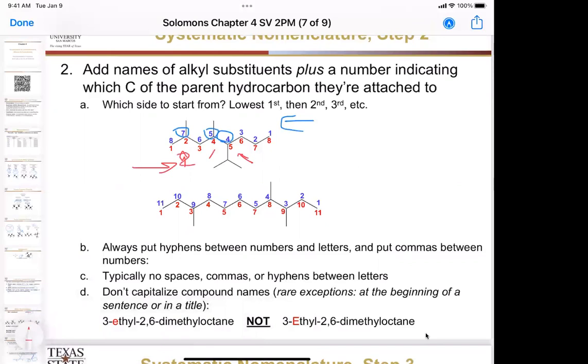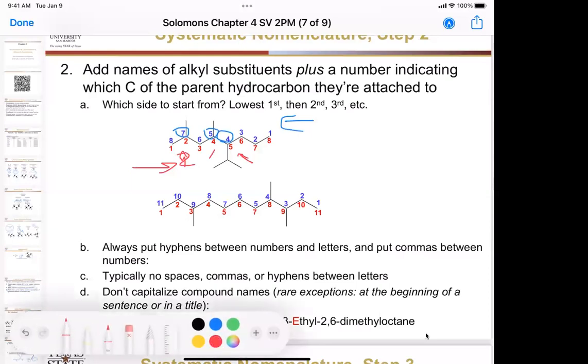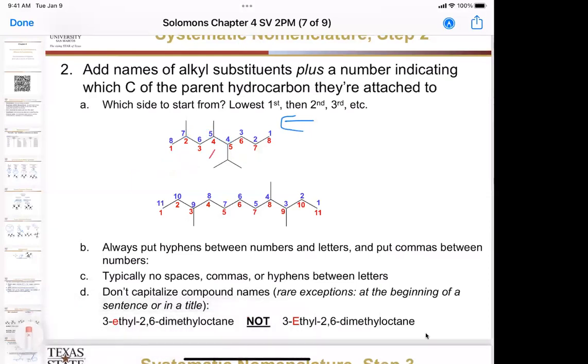So which way should we number it? The bottom row, because it gives us the smallest numbers for our substituents. So if we were going to locate these, we have a methyl group here, a methyl group here, and an isopropyl group here. So we'd say there's a methyl group on the 2 carbon, a methyl group on the 4 carbon, and an isopropyl group on the 5 carbon.